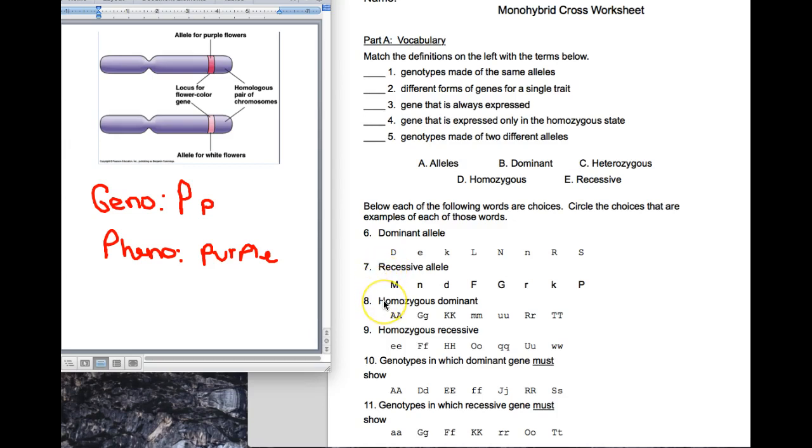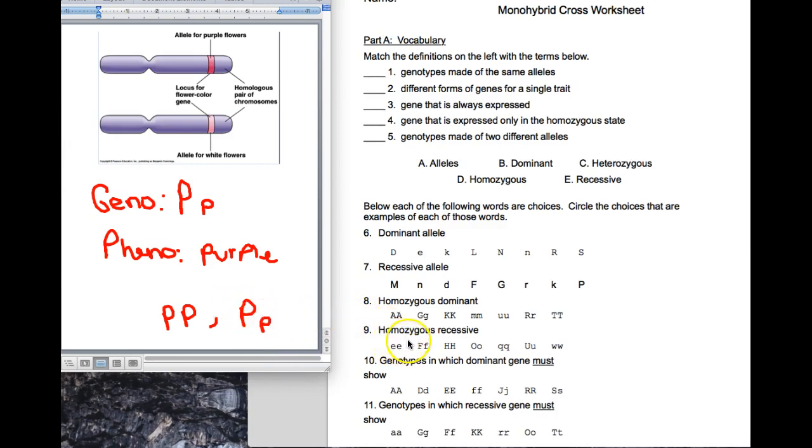Another vocab word, homozygous, homo meaning same. If this set of chromosomes had both purple and purple alleles, it would be big P, big P. And so those are the same, and therefore they would be homozygous. But these actually are heterozygous, hetero meaning different. They are actually big P, little p. So they're homozygous. Just kidding, they're heterozygous. They're different, purple and white.